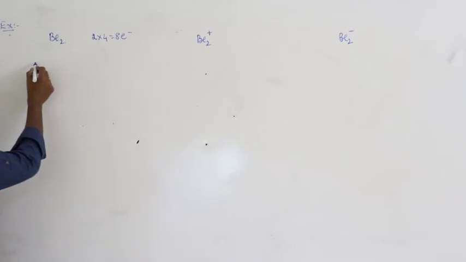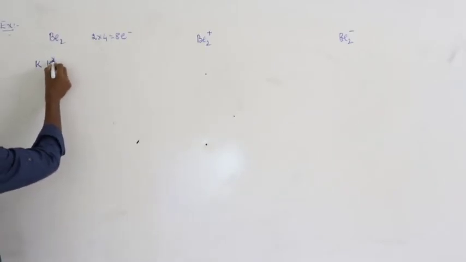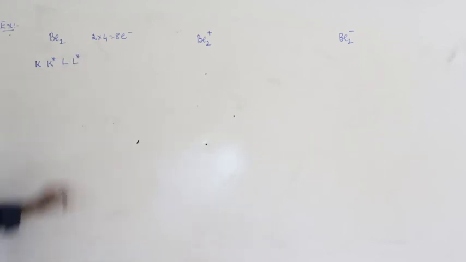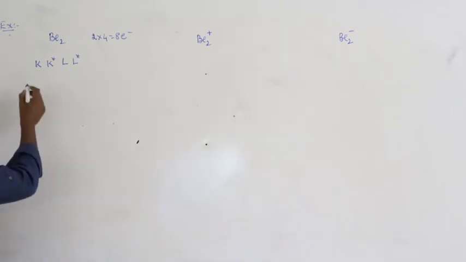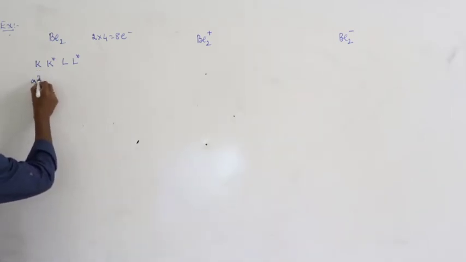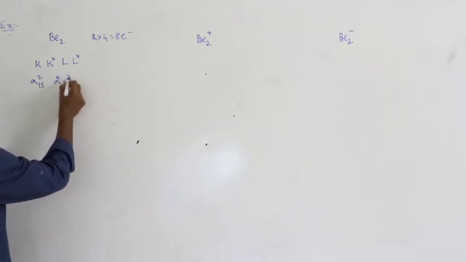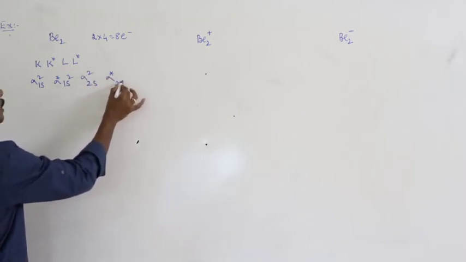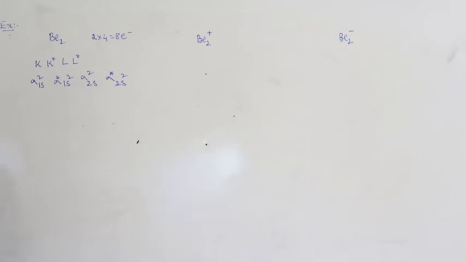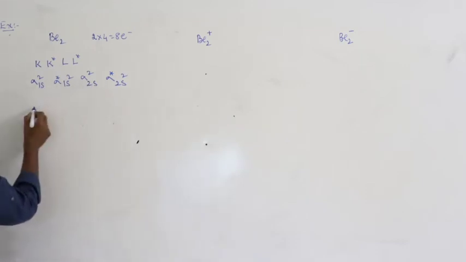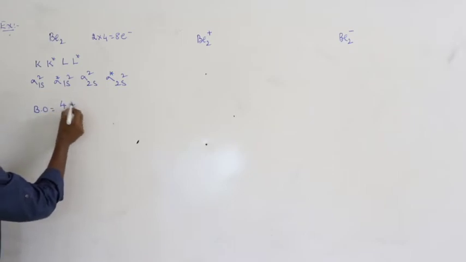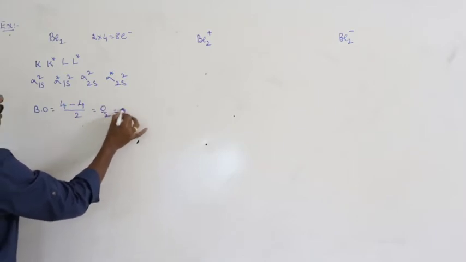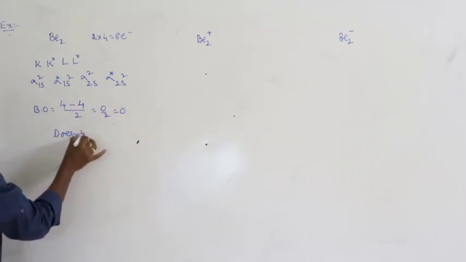What about the molecular orbital configuration? K star, L star means what? Sigma 1s square, sigma star 1s square, sigma 2s square, sigma star 2s square. Here the number of bonding electrons 4. Bond order is equal to 4 minus anti-bonding 4 by 2, 0 by 2, that is equal to 0. Does not exist.